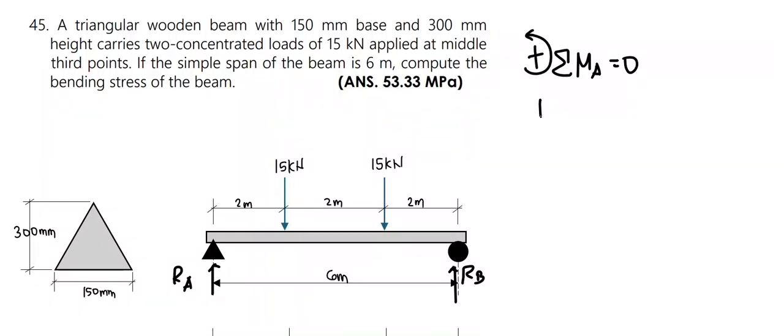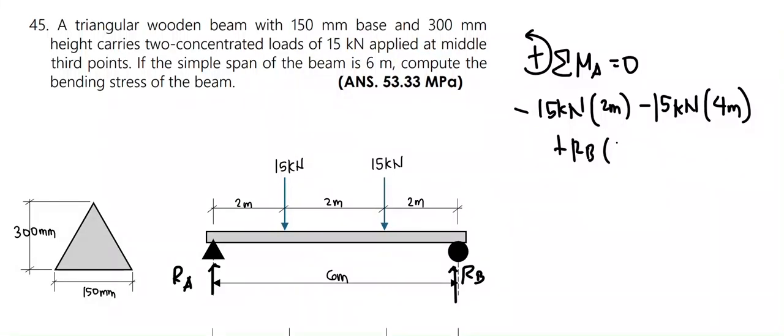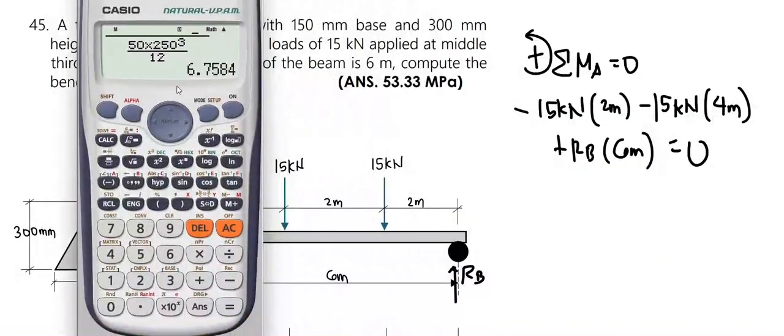We have a 15 kilonewton force that would induce a clockwise moment, so it's negative, times the moment arm distance of 2 meters, minus another 15 kilonewton force multiplied by the moment arm distance of 4 meters, plus the reaction at B times a moment arm distance of 6 meters, all equal to 0. So we can solve for the reaction at point B. We have negative 15 times 2 minus 15 times 4 plus the reaction at B times 6 equal to 0. Keep solving, we get RB equal to 15 kilonewtons.